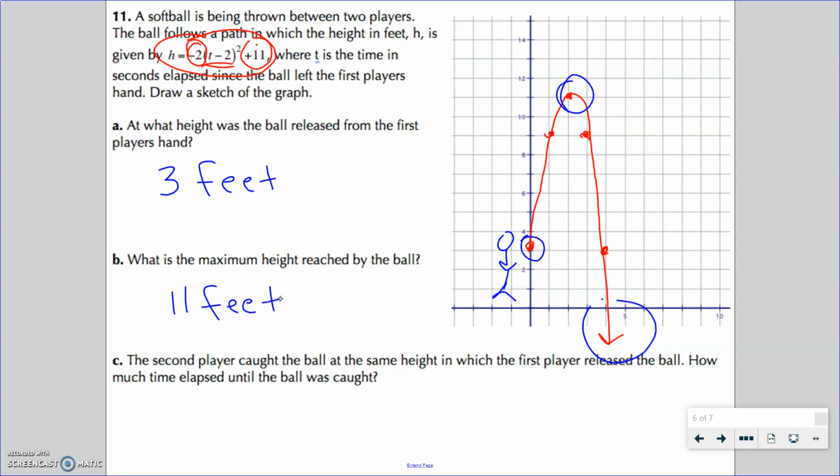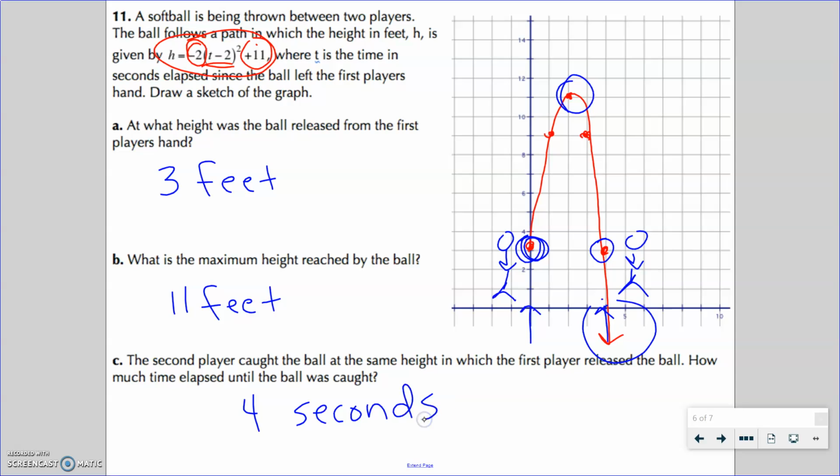And then letter C, the second player caught the ball at the same height at which the first player released the ball. Okay, well, the first player released the ball right here. So this must be where the other player is when they caught it. How much time elapsed until the ball was caught? Well, we started at 0 seconds, right? So it looks like 4 seconds.